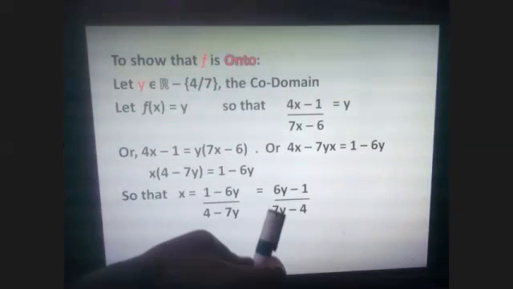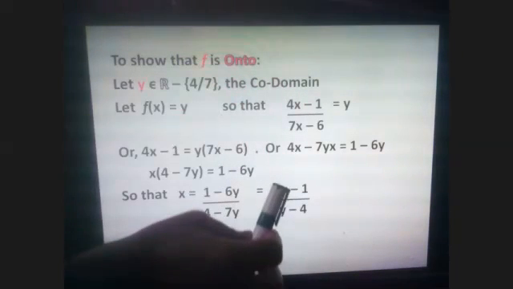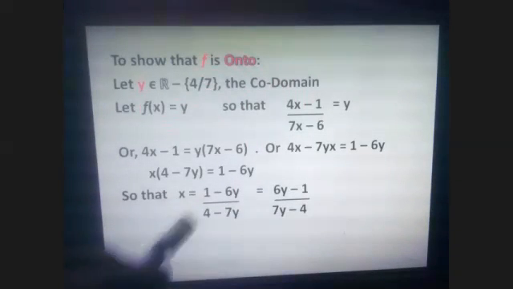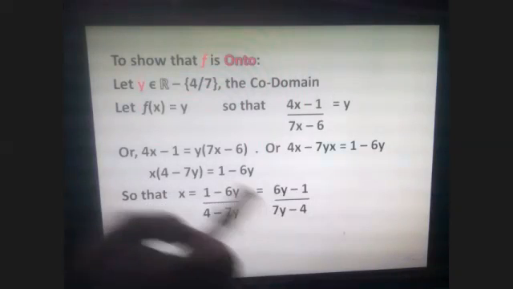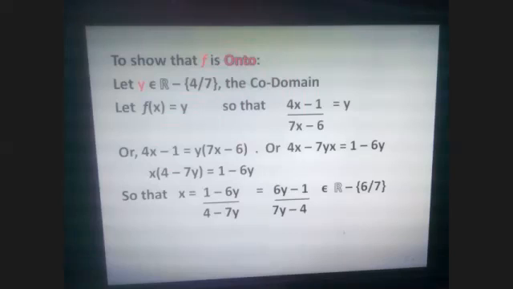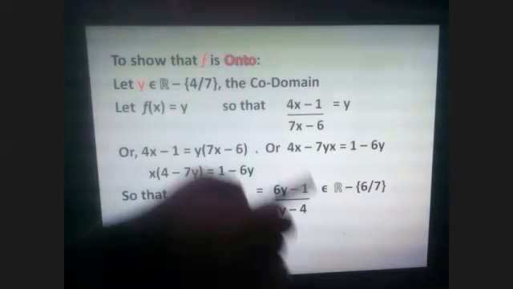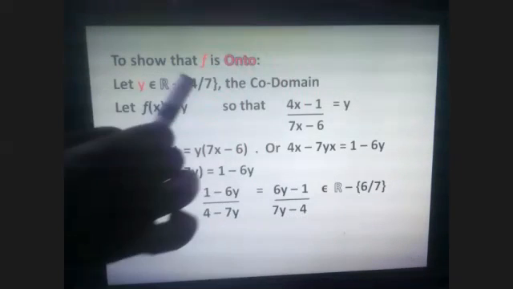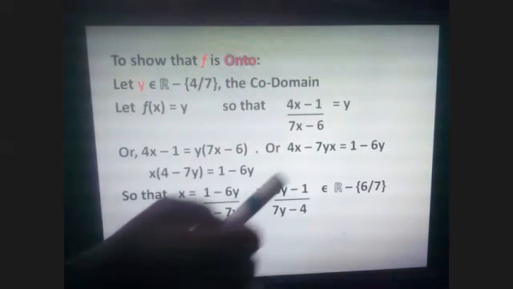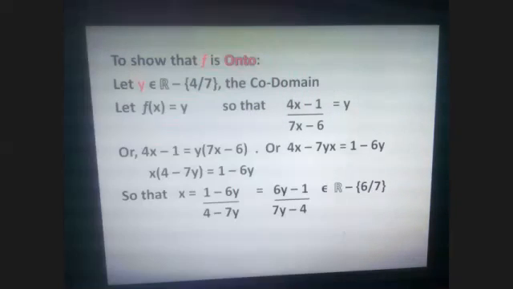When you start finding the range of this function, this is the same step. You get this, so y cannot be equal to 4/7. That is how we get the range. So x is (6y minus 1)/(7y minus 4). But this x cannot be equal to 6/7 because the domain of this function cannot contain 6/7. And we know this function has y belonging to R minus {4/7}, and x belongs to R minus {6/7}.